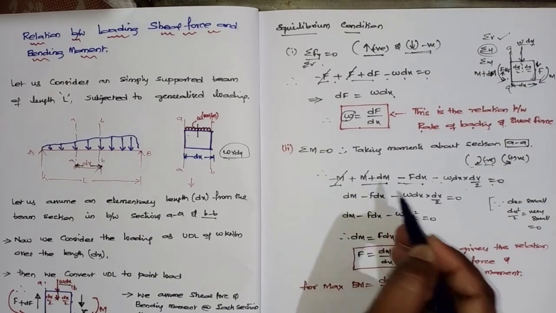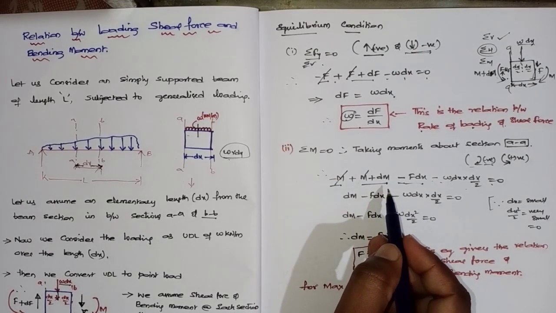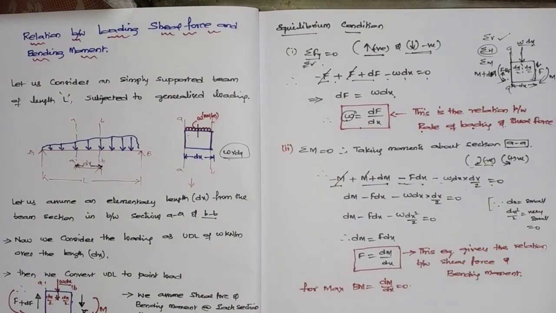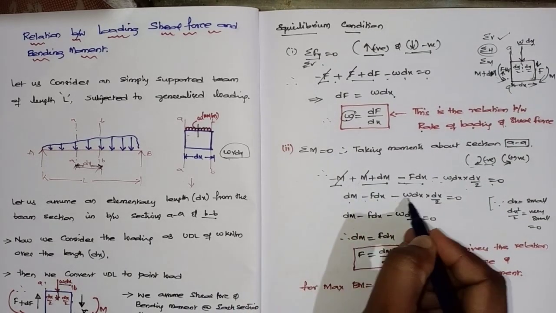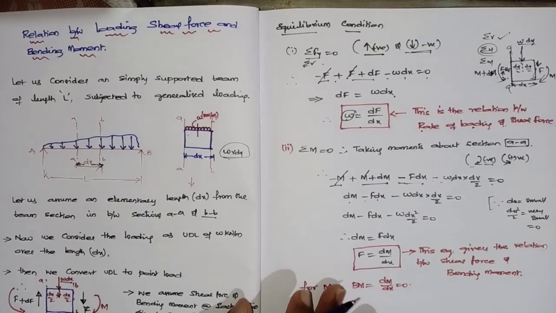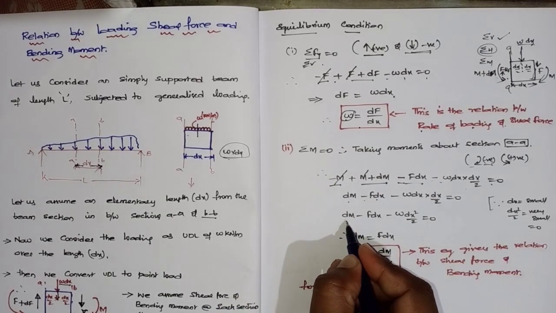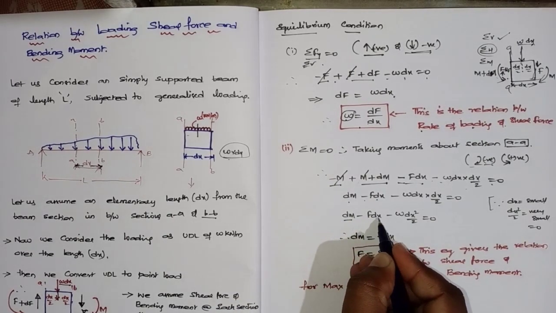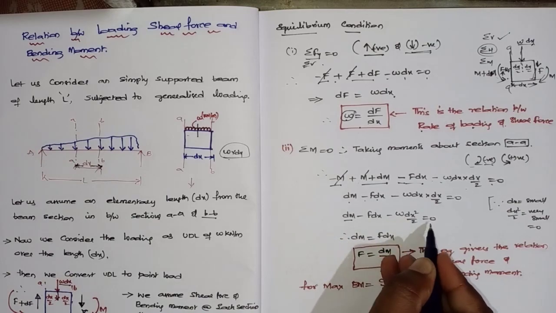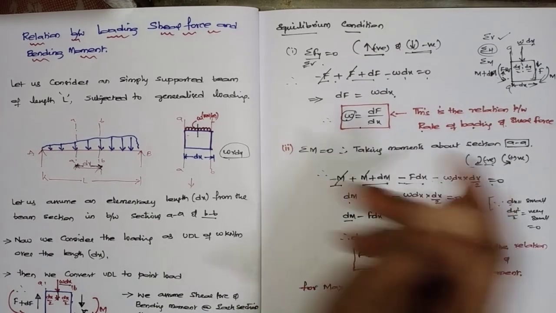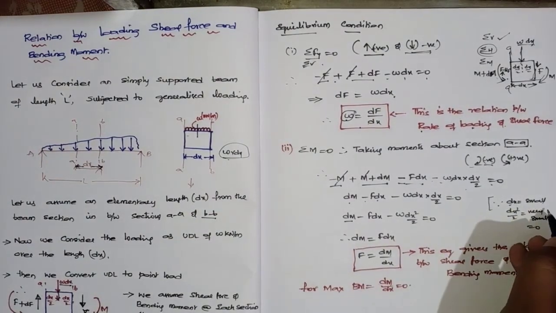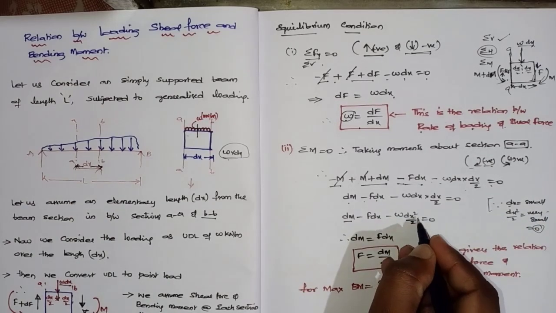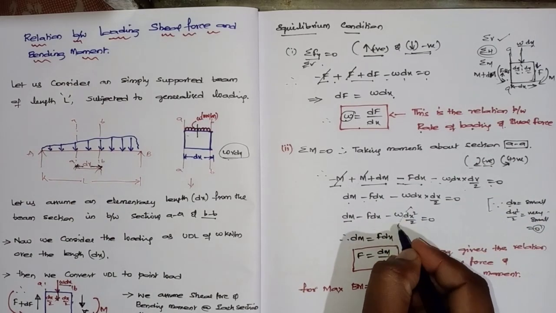Now this one gets cancelled. I remain with dM minus F dx minus w dx square by 2 equals to 0. So upon calculation, dM minus F dx minus w dx square by 2 equals to 0. Now see here, dx is the elementary strip I have taken, which is very small. If I make dx square by 2, which is very small, so I consider this whole term as 0.